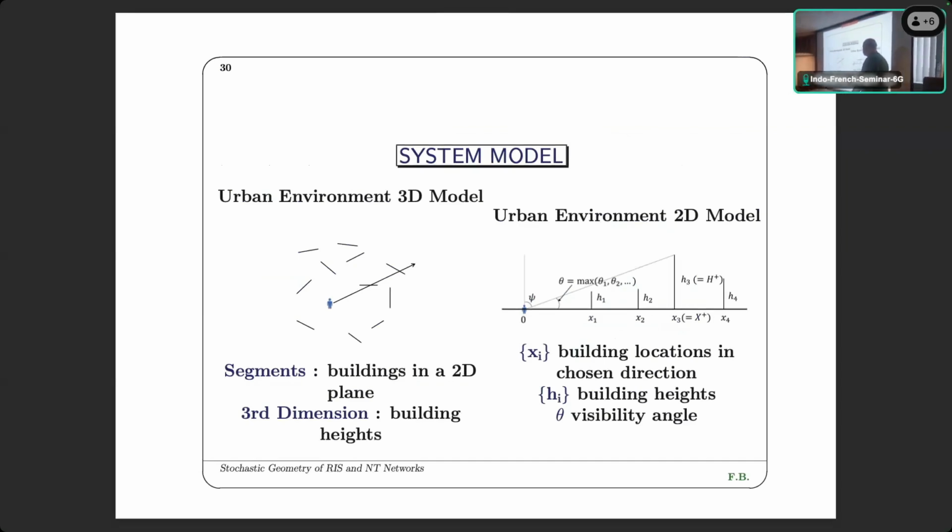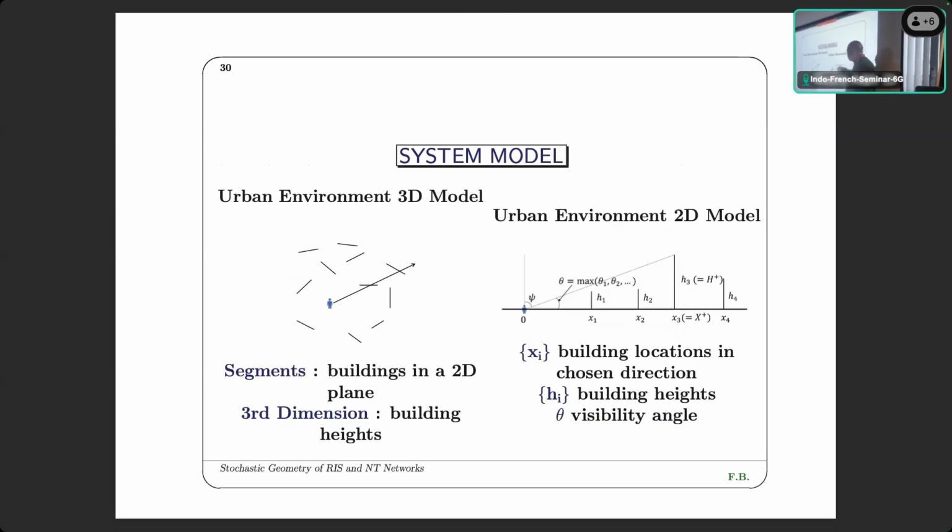You have the user here on the ground, and there are buildings, and this would be again a simplistic view. We can change that at will. These buildings have length, height, and location. So these are segments, random closed sets of the Euclidean plane. Think of a given direction. What you see is the first building, the second building, a third one which blocks the view, and all those later you don't see.